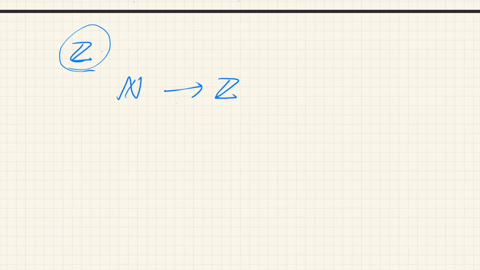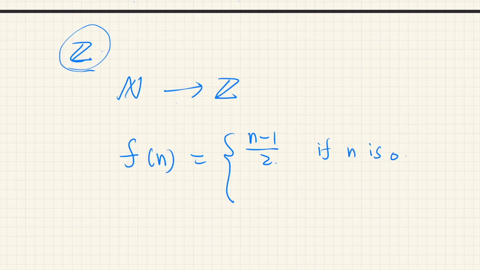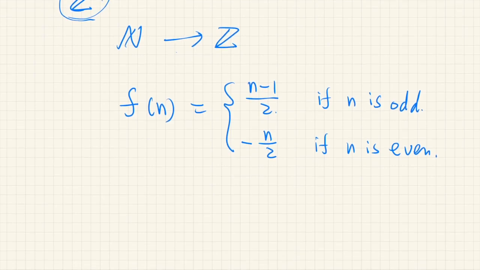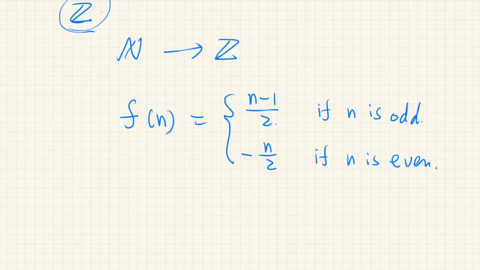Okay, let's say f of n is defined in this way. Negative (n minus 1) over 2 if n is odd, and negative n over 2 if n is even. Then this is actually a bijection from natural numbers to integers. You should prove that, okay? But let's consider some examples here.